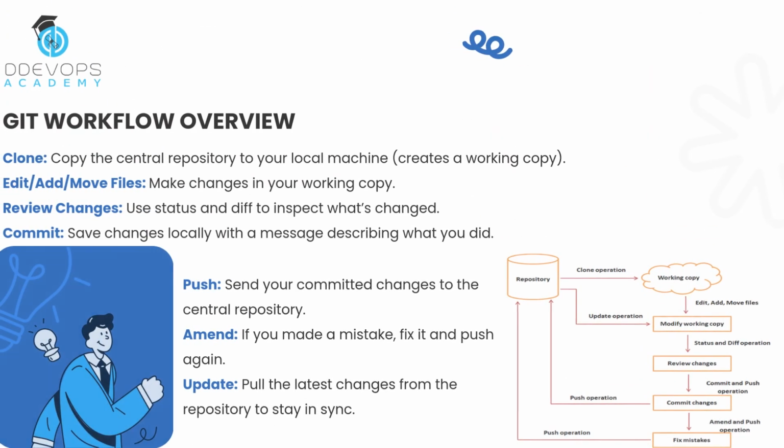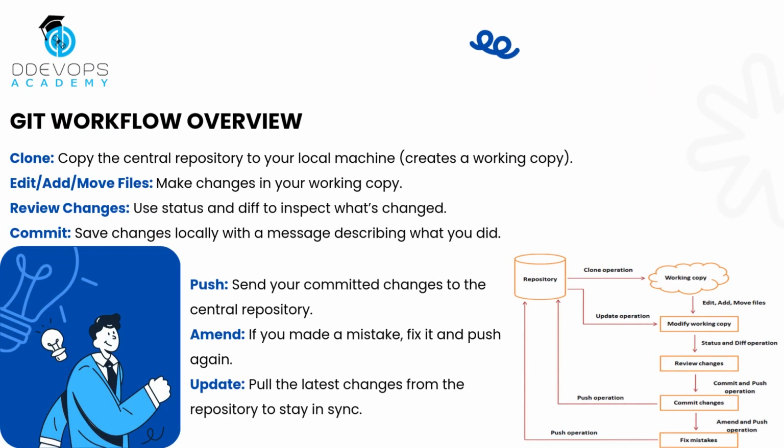Let's walk through the Git workflow. Start by cloning the central repository to create your local working copy. Make edits: add, move, or modify files. Use git status and git diff to review your changes. When ready, commit with a clear message. Push your changes to the central repository. If you need to fix something, amend the commit and push again. And don't forget to pull updates regularly to stay in sync with your team. This cycle keeps your codebase clean, collaborative, and versioned.